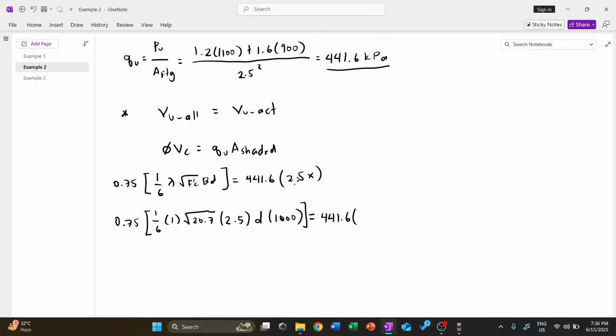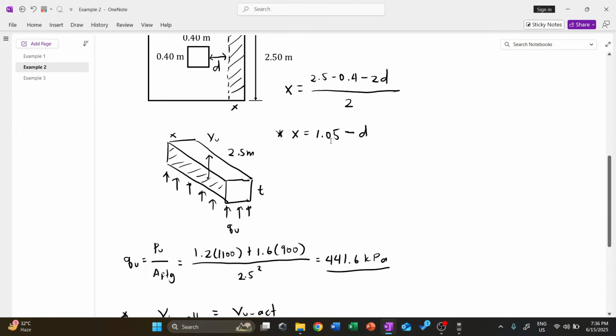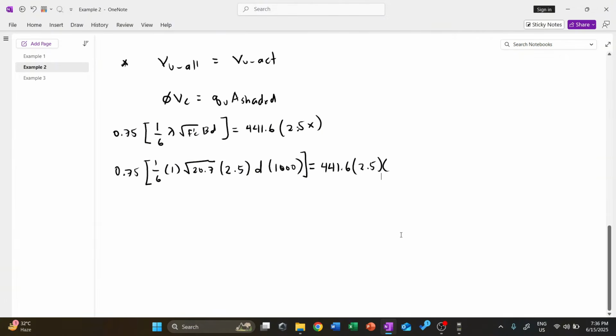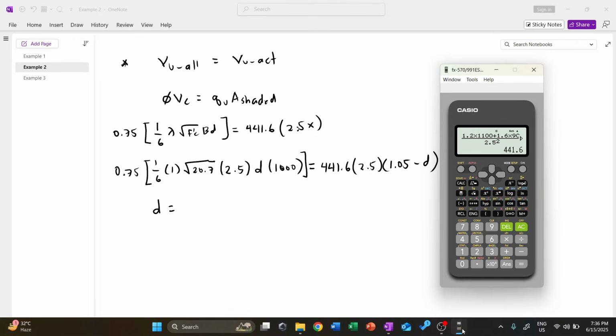441.6. Okay? This is already in meters. The 2.5 is already in meters. Times our x, which is also already in meters: 1.05 meters minus d. So 1.05 less d. The unknown here is the effective depth. So we can now solve for the value of our effective depth.